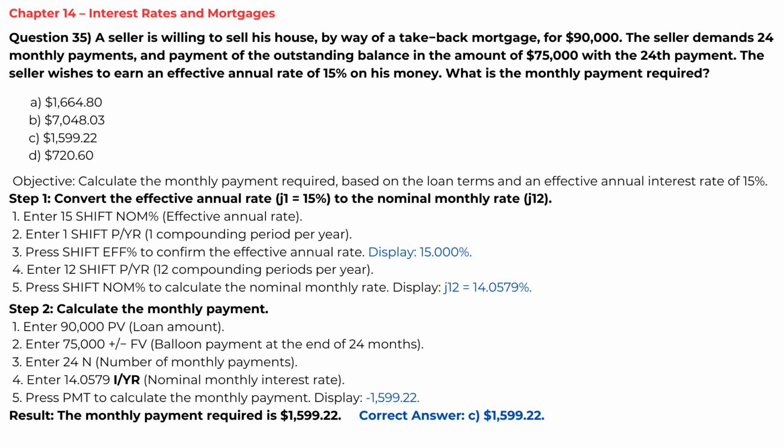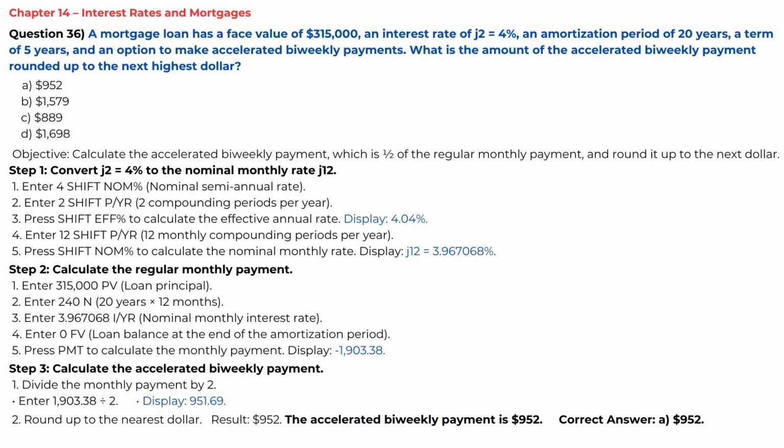Step 2. Calculate the monthly payment. Enter 90,000 PV, loan amount. Enter 75,000 plus and minus sign and press FV, balloon payment at the end of 24 months. Enter 24 N, number of monthly payments. Enter 14.0579 IYR, nominal monthly interest rate. Press PMT to calculate the monthly payment. Display $1,599.22. Result: the monthly payment required is $1,599.22. Correct answer C, $1,599.